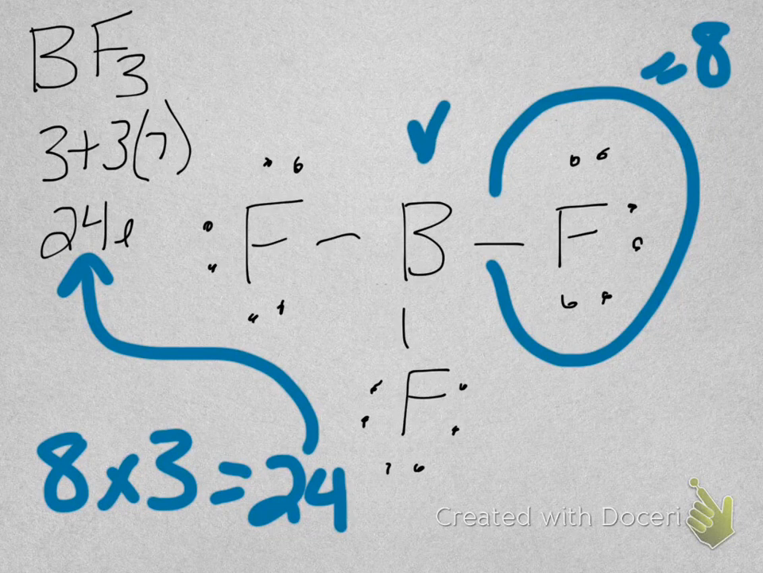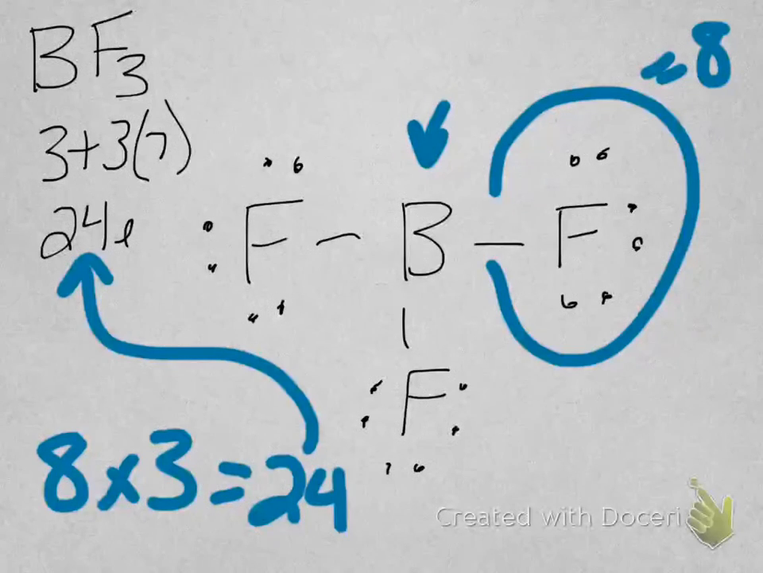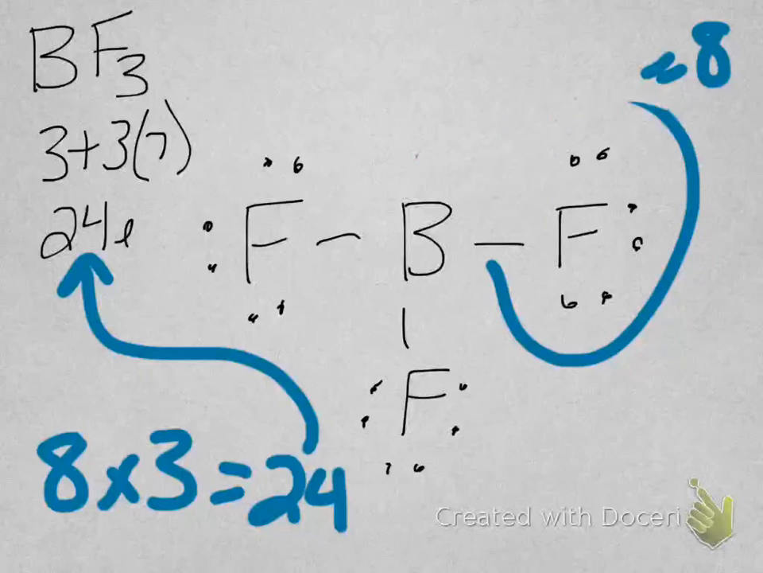Normally, we'd notice the boron only has 6 valence electrons because of the 3 bonds. But because of its small size, boron can be stable with less than an octet. So this would be an okay drawing, following the criteria, for this particular compound.